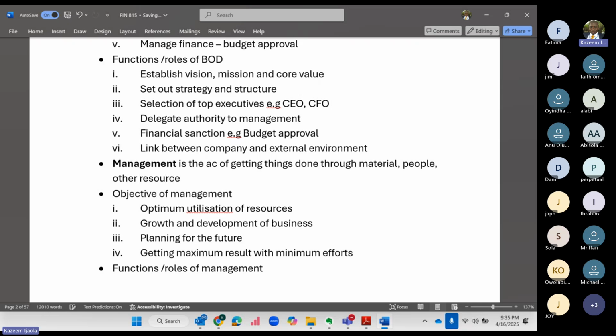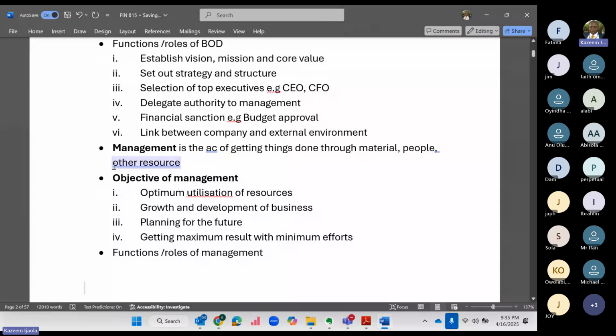You get things done, things move from A to B. That is what management is all about. All right. So what is the objective of management now? Optimum utilization of resources. You need to ensure that resources are properly utilized. Then management are responsible for the growth and development of the business, planning for the future, and getting maximum results with minimum effort. So these are the objectives of management.